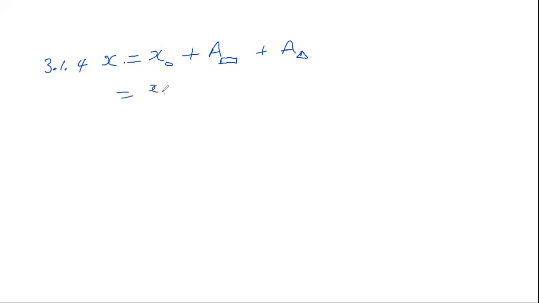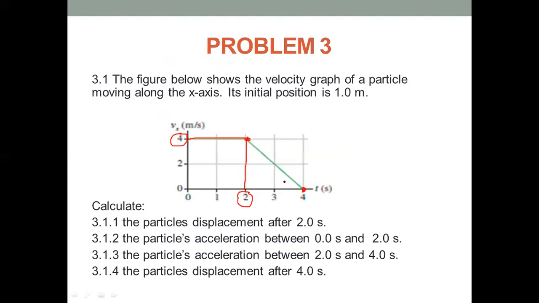So this one, we worked it out. The area of a rectangle is base times height. The area of a triangle is half times base times height. The initial position is 1.0 meters, plus base times height. Let's check the base of the rectangle there. As you can see, this is the base of the rectangle, which is 2. So we have 2 times 4.